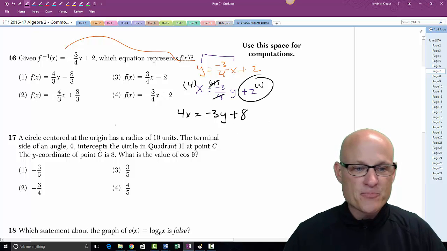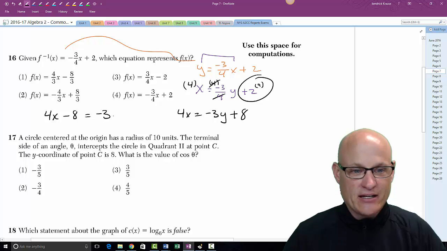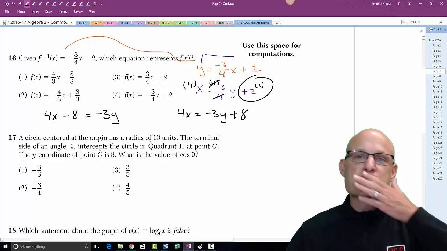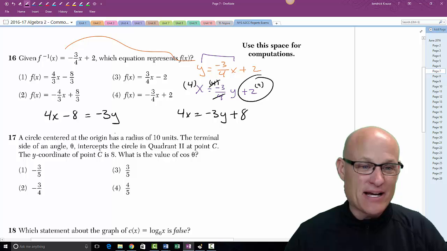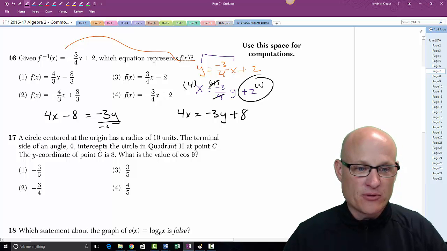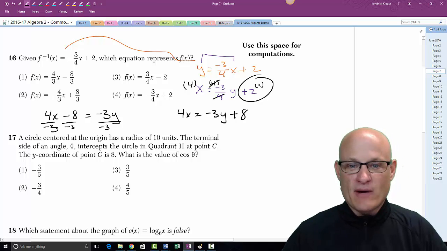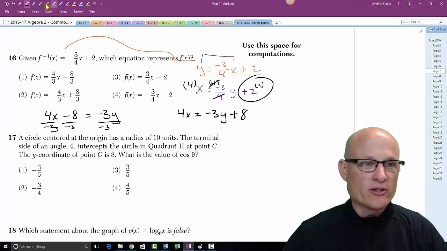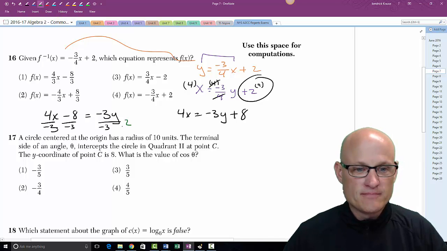So I'm almost there. I'm going to bring the 8 over, so I get 4x minus 8 equals, careful, negative 3y. I still got to get y by itself, so I divide by negative 3, divide by negative 3, and I divide by negative 3. So my answer is, and I'm running out of room here, so I'm going to try to do this in green. My answer is negative 4/3.